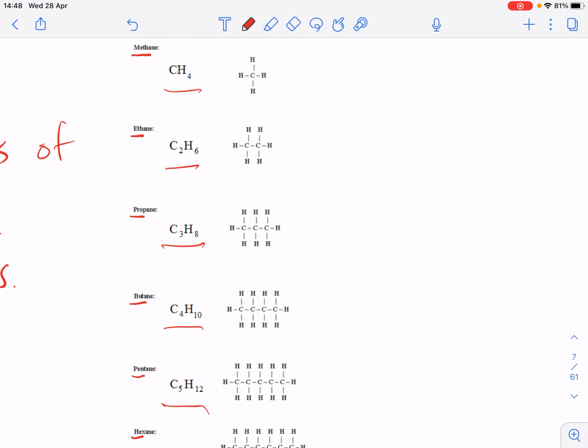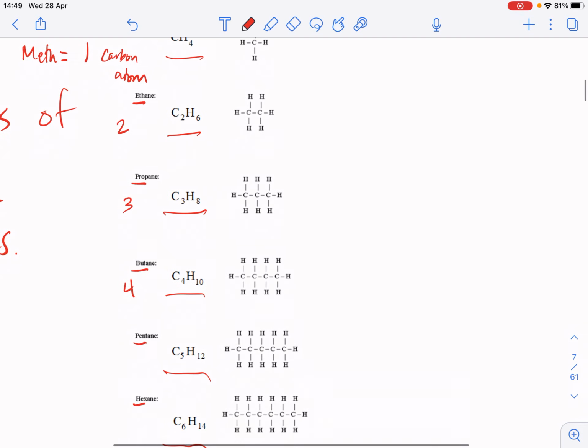Meth is a root word that we're going to use to mean one carbon atom. We'll see that pop up in a couple of different ways, but that's what meth stands for. Eth stands for 2, prop for 3, but for 4, and then the last 2 are pretty easy, pent for 5 and hex for 6. So really it's the first 4 that are tricky, that are hard to remember.